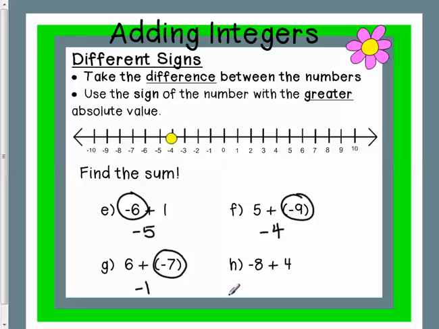Go ahead and try H for me. You guessed it, -8 has a greater absolute value. So 8 take away 4 is 4, and it's a -8, so the answer is -4.